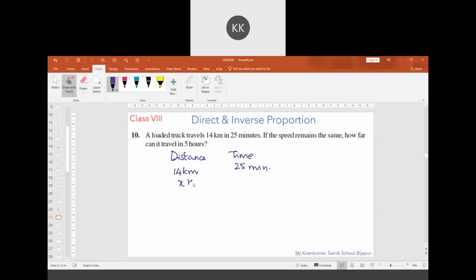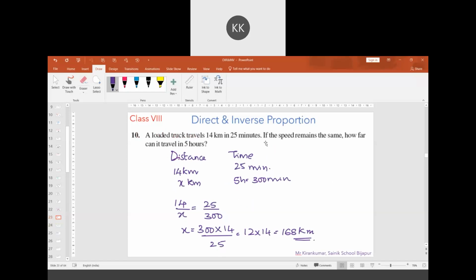So what distance will it cover in 5 hours, which is 300 minutes? So it's like 14 upon x is equal to 25 upon 300. x is equal to 300 times 14 divided by 25. 25 times 12 is 300, so 12 times 14 is 168. We get 168 kilometers. Easy.